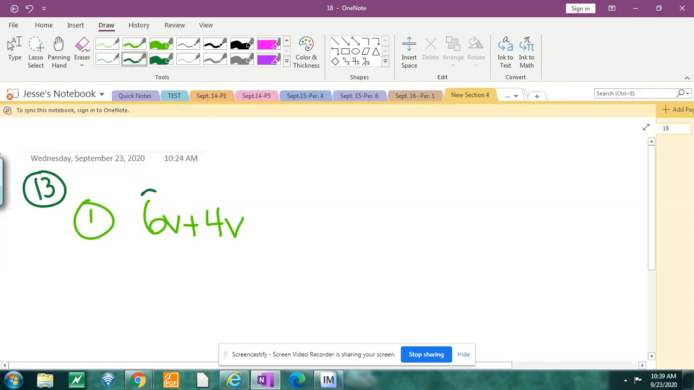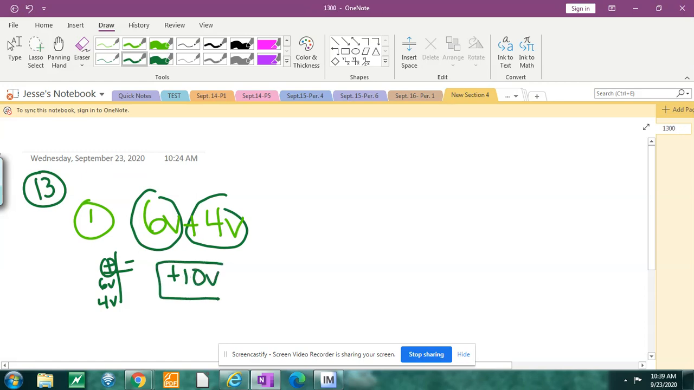I'm going to go ahead and circle them. 6v and a positive 4v. And that's going to be v's how many? So 6v, 4v. So that's positive, and they have 10 v's. So your answer is 10v. If you got it right, put a little check. All right, that's number one.